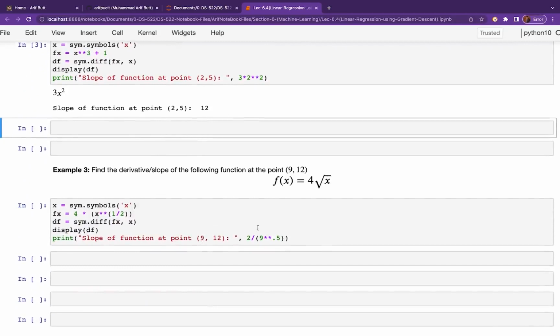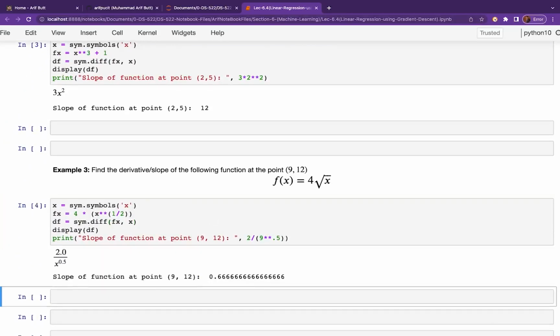Let me execute the code for this third example as well. And you see the slope or derivative of this function at point x is equal to 9 is 0.66. I hope this makes sense.